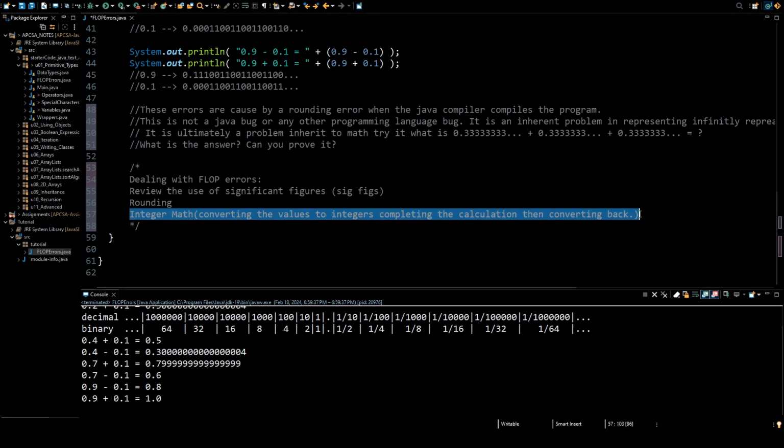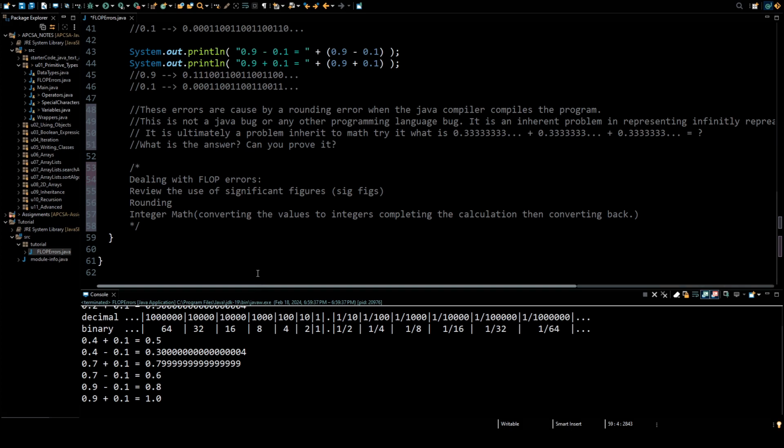You could also do integer math. This is another interesting way of dealing with floating points. Because we can effectively just remove the decimal point and then place it back, we could remove the decimal point, do the math, and then bring the decimal point back. That would give us the correct answer. And that's another clever way of dealing with floating point errors.